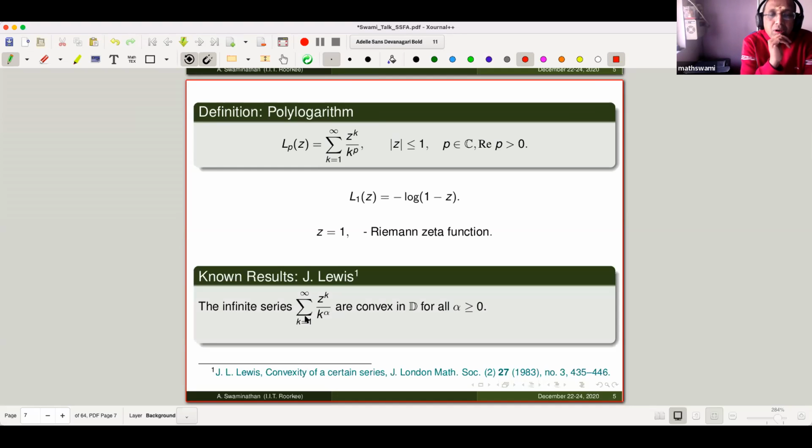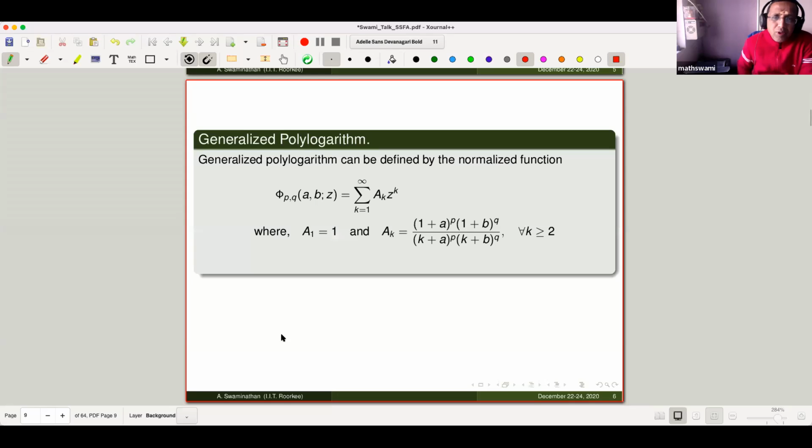this one maps the unit disk to a domain that is convex in nature for all alpha greater than or equal to 0. This is the best result so far available about this. And further geometric results are not as strong as this result. This is the best result so far. So I'm interested in speaking about the generalized polylogarithm, which is a generalization of the polylogarithm with many more parameters.